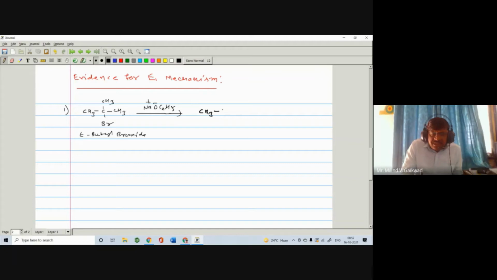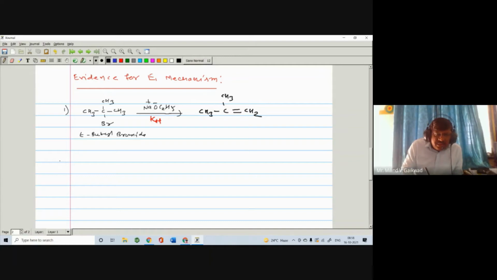So there is a CH3, then there is also CH3, and there is a formation of a double bond between the C alpha and C beta carbon atom. You get the corresponding alkene. For this one, we find out the kinetics, the rate of reaction. Here we label it as kH, the rate of reaction kH.